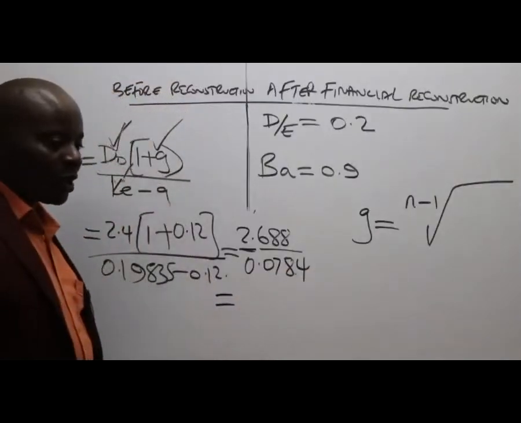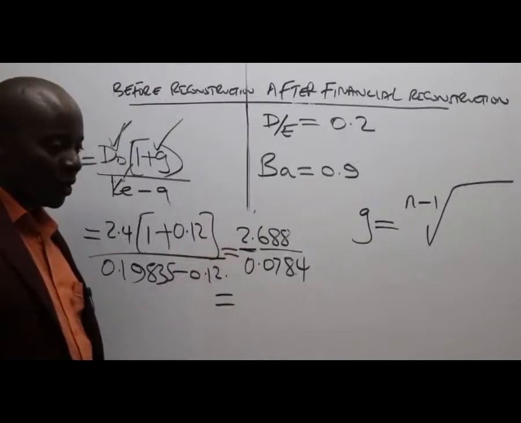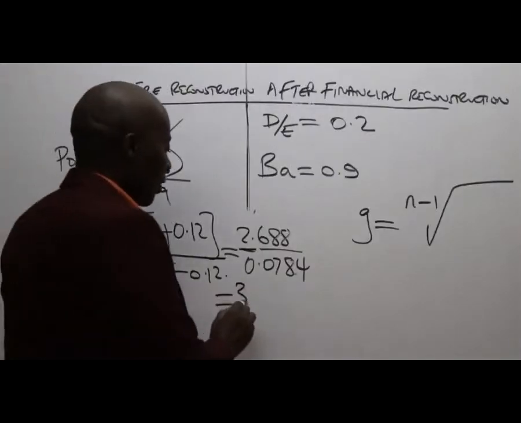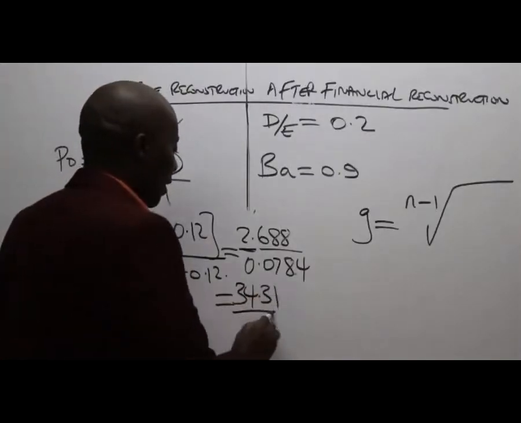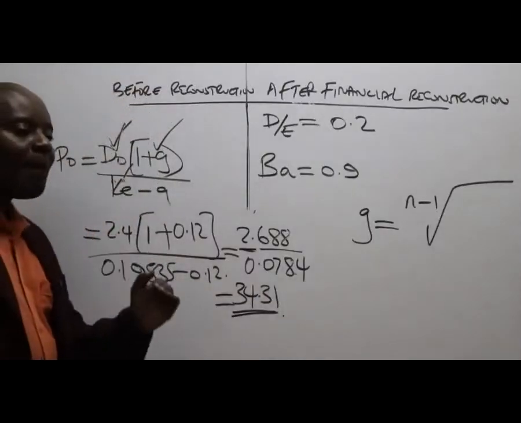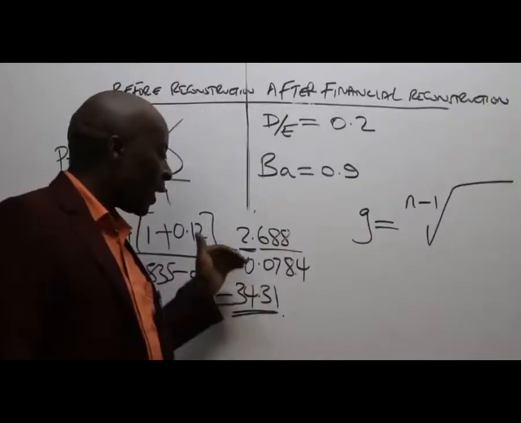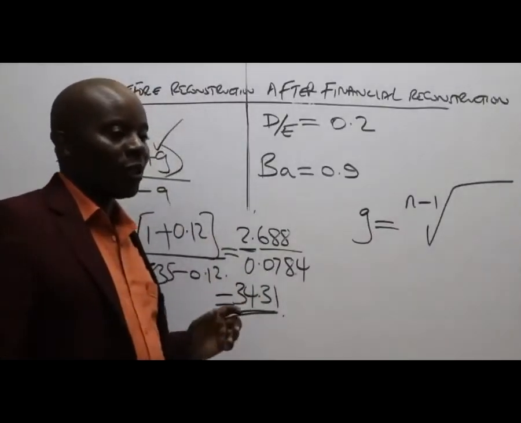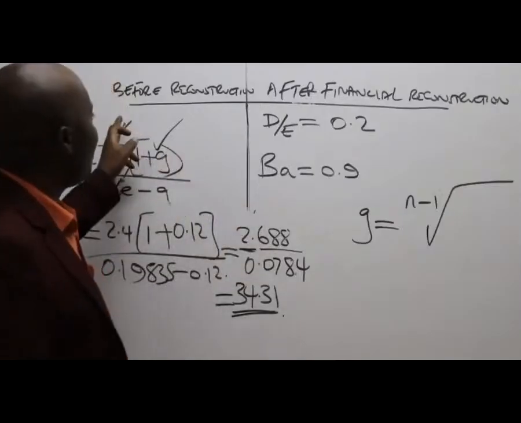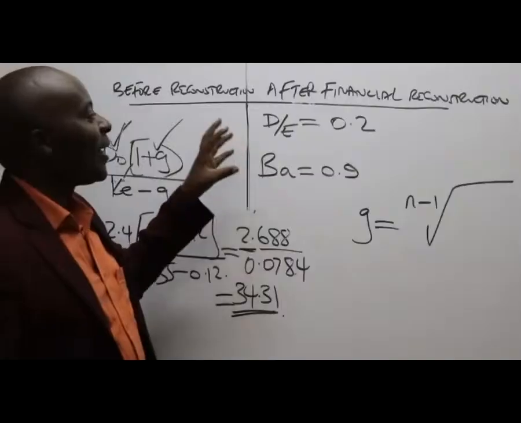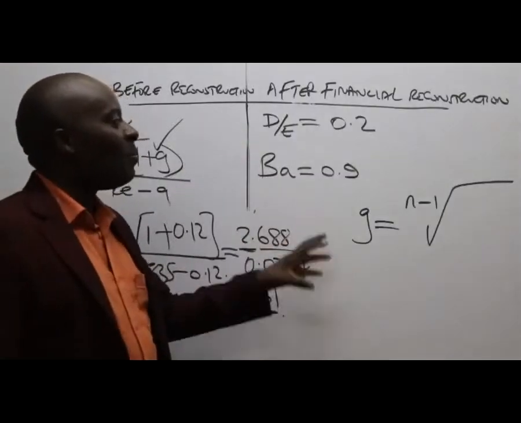Then what is the quotient? This divided by this? 34.31. So this is the market price of a share, 34.31. But remember that this is the market price per share before reconstruction, when we use the old debt to equity ratio of 0.45.